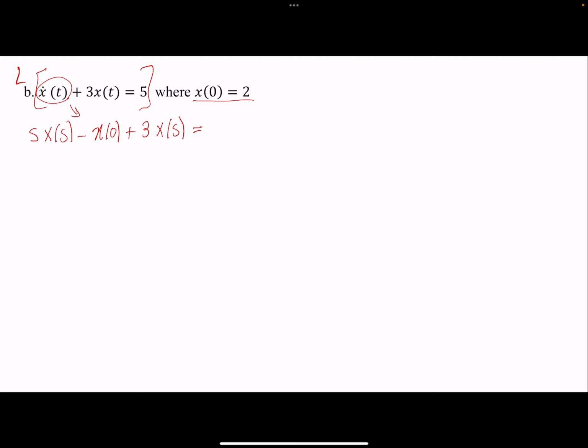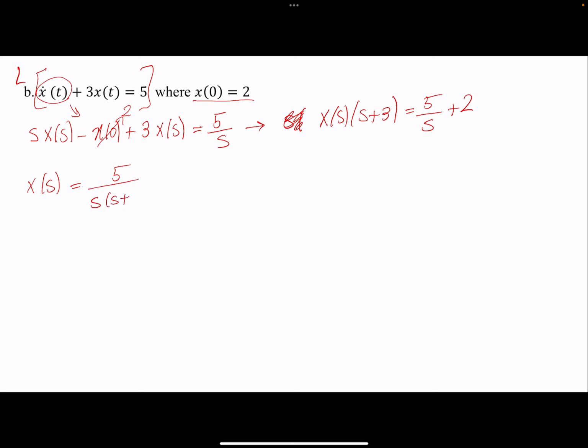Equals, on the other side, what is the Laplace of 5? Laplace of a constant number. It's not 5, it's just 5 over s. That's something that I see as a common mistake all the time. So if I factor here X(s), it would be s plus 3. Here x(0) is 2, so it's negative 2, I can take it to the other side, would be 5 over s plus 2. Rearrange it because I'm interested in finding X(s). I have 5 over s, s plus 3 equals 2s plus 3.